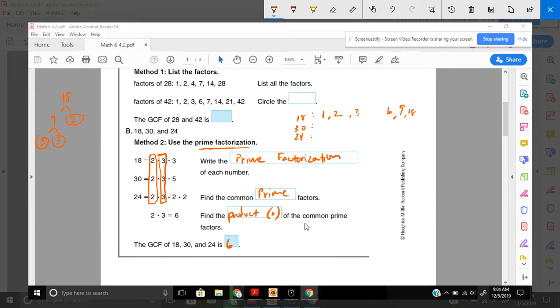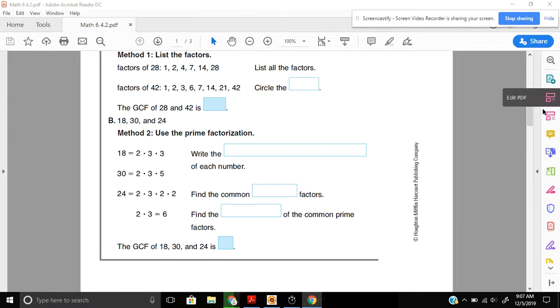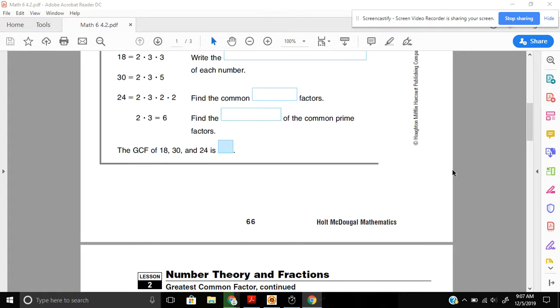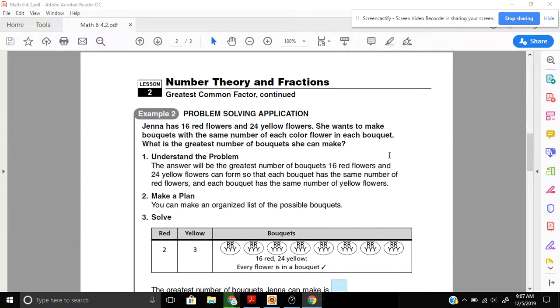So that's an option for you. Either one here is okay with me. I personally, most of the time, will use the list method. Once in a while, if I've got bigger numbers or a lot of numbers, I'll use the prime factorization method. Okay, go ahead and flip to the next side where we've got a little bit more of a word problem.